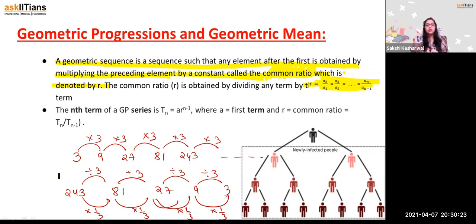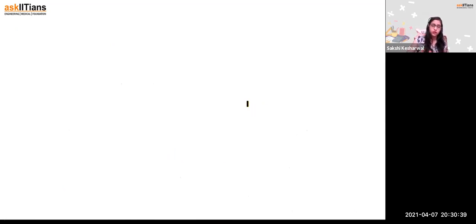Now over here we will see what the nth term is given by the formula. It says that the nth term is given by the formula An is equal to A R to the power n minus 1, where A is the first term and R is known as the common ratio, right? It's the same way we have to proceed in this way.